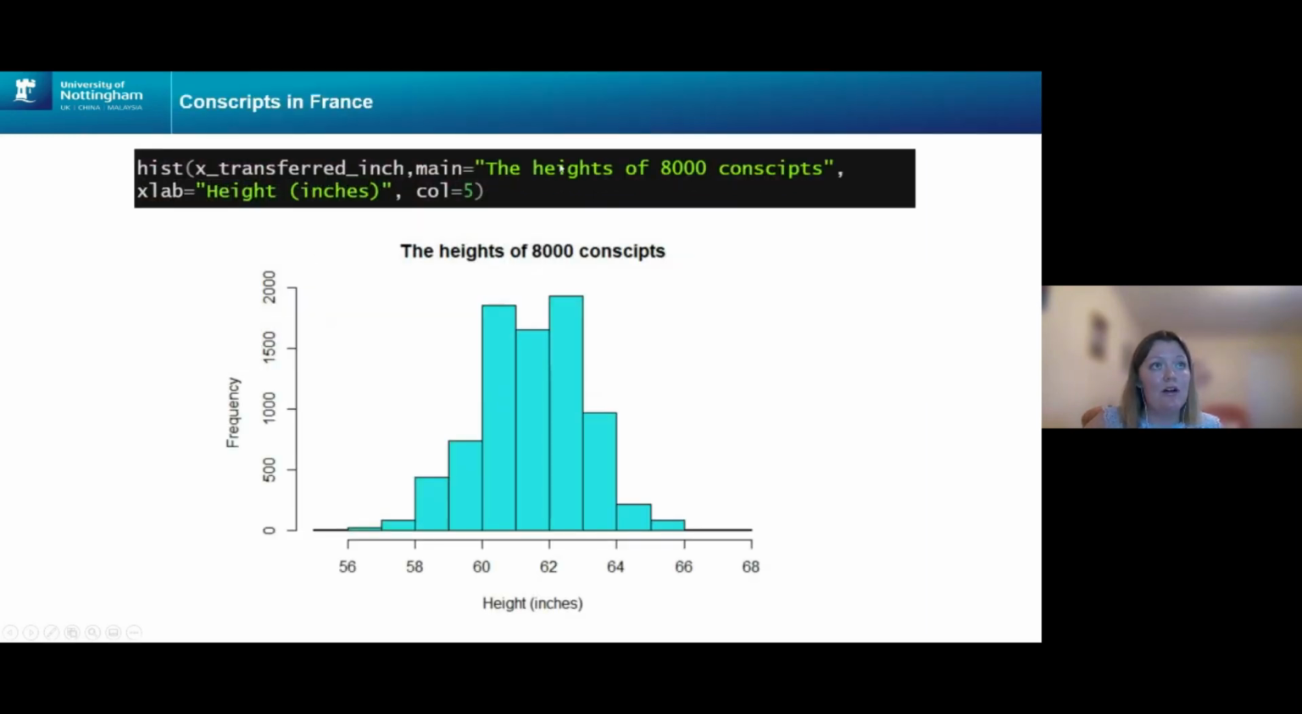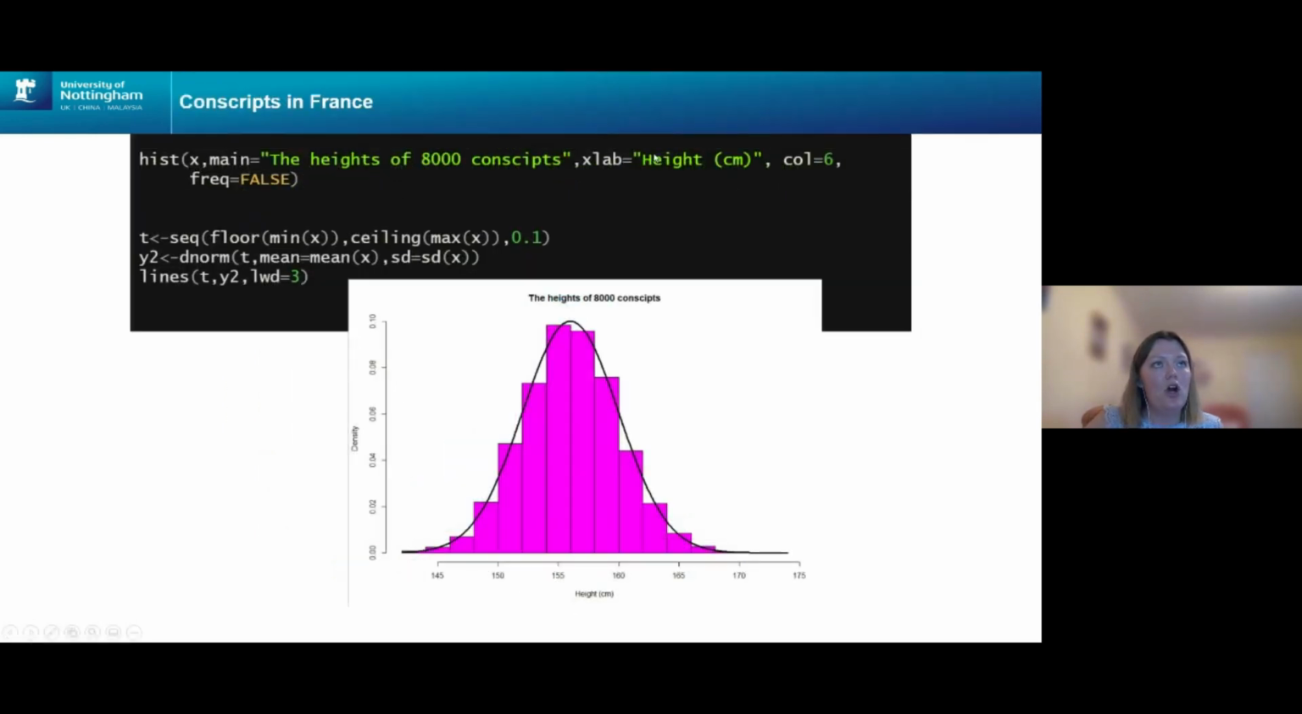So if we plot the 8,000 transformed values that we had in inches, then we can see it's clearly bimodal. If we actually do a histogram of the original heights, then we can see that it's unimodal. So this is the same data, it's just been transformed in a weird way, and one of them's unimodal and the other one's bimodal. And why does this happen?